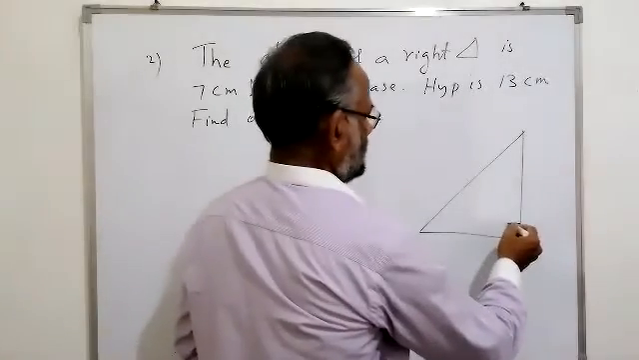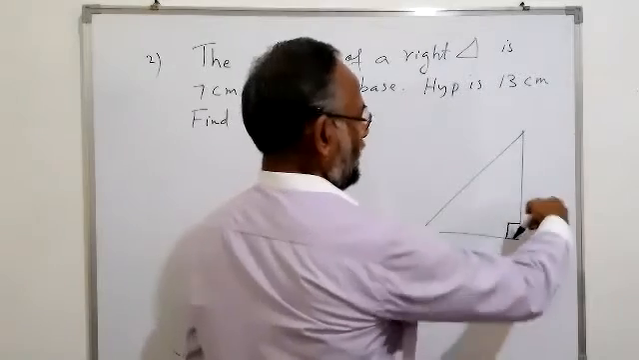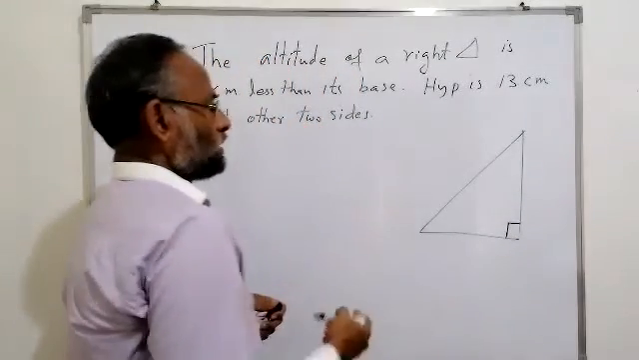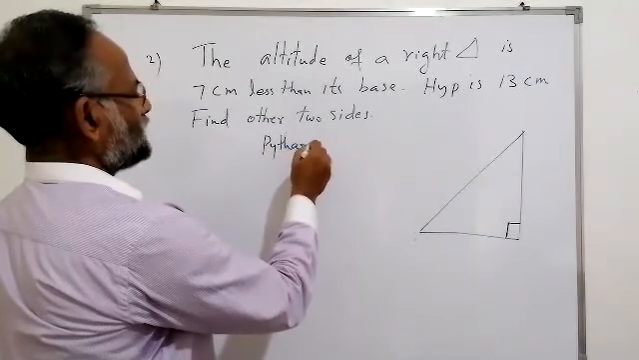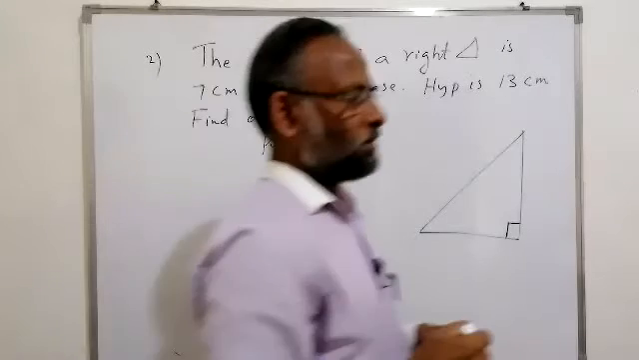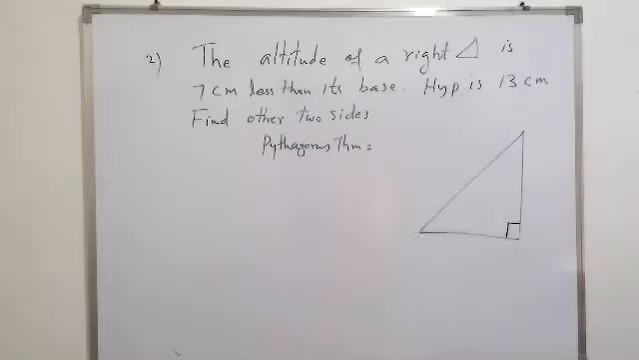So it is a right triangle. This is the hypotenuse, base, and perpendicular. You know the Pythagoras theorem. You have to call Pythagoras. What is Pythagoras theorem? Tell me. Okay, yes. Hypotenuse square is equal to altitude square plus base square.